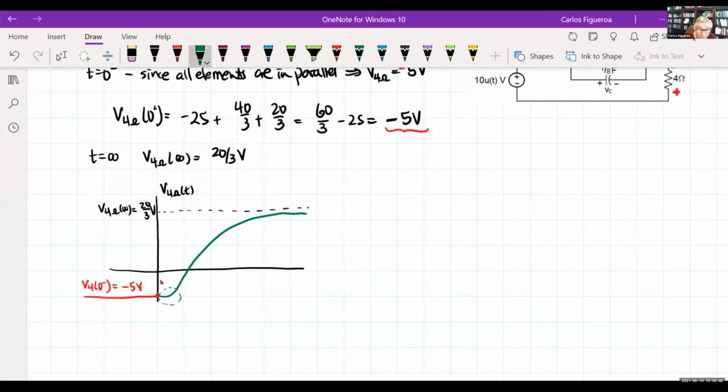I don't know whether there's a peak here. I'd have to take the derivative to see if there's a peak there. But the overall shape should look like an overdamp that takes a fair amount of time here. So then this solution here should be V4 ohm of t is then going to be, what is it? Minus 25 e to the minus 2t plus 4/3 e to the minus 3t plus 20/3.